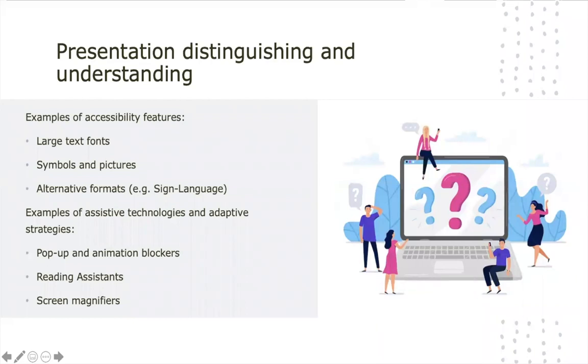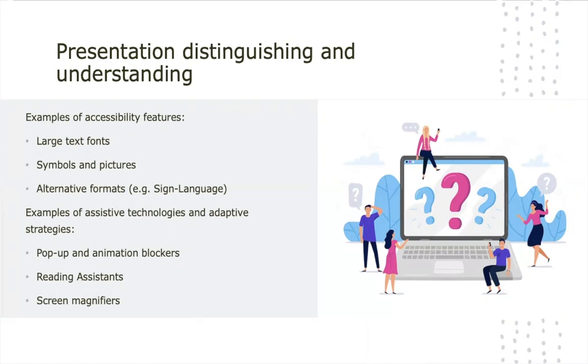Sometimes adjustments are used to make a presentation easier to distinguish and understand. Examples include making visual content easier to see using large text fonts, combining visual content, such as symbols, with written text to make content easier to comprehend, and providing alternative formats of the content, such as in sign language. There are various assistive technologies and adaptive strategies that people can use to make presentations easier to comprehend.